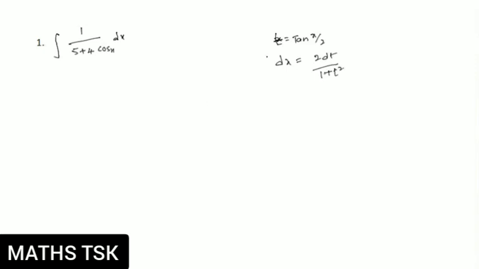I have to consider tan x by 2 is equal to t. Therefore, dx is equal to 2 dt by 1 plus t square. And then what we have to replace for cos x? It is 1 minus t square by 1 plus t square. Now come to the problem. I write this as integration of 1 by 5 plus 4 into cos x, which is 1 minus t square by 1 plus t square, into dx, which is 2 dt by 1 plus t square.